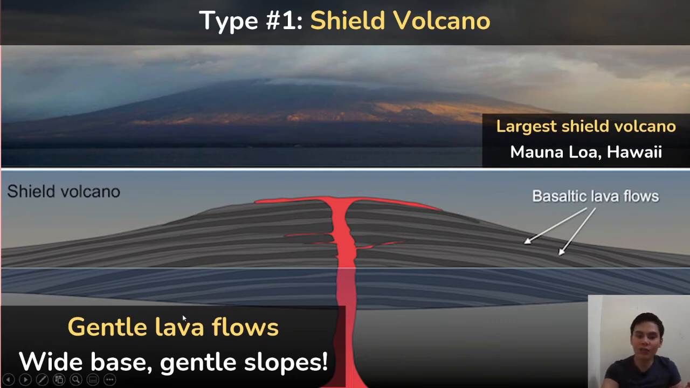So these shield volcanoes have very gentle slopes because their lava flows tend to be very gentle as well. So the lava just dribbles out of the hole and goes to the sides and then forms layers upon layers of solidified rock. So that gives it a very wide base, very gentle slopes. That is a shield volcano.